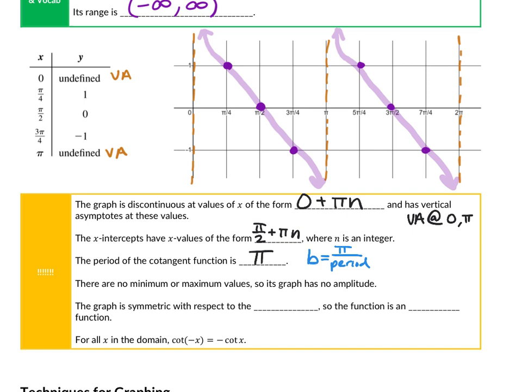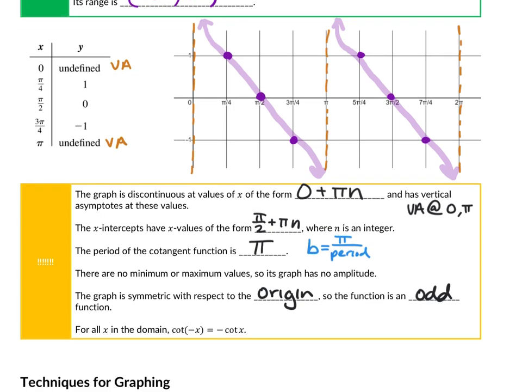This one is also symmetric to the origin, so I could rotate this around the origin and it would land right on top of itself, and that means that it is an odd function. For the even odd identities, cotangent of negative x is equal to negative cotangent of x.